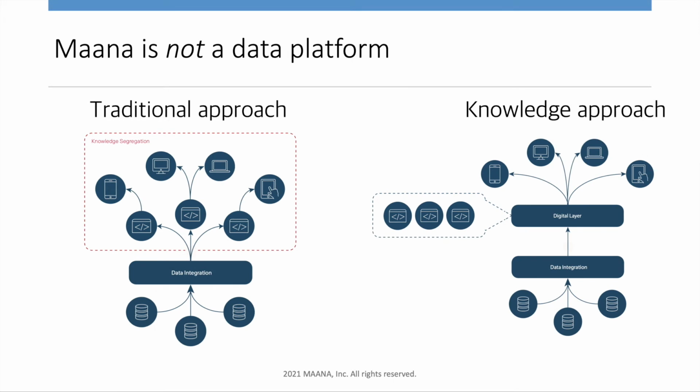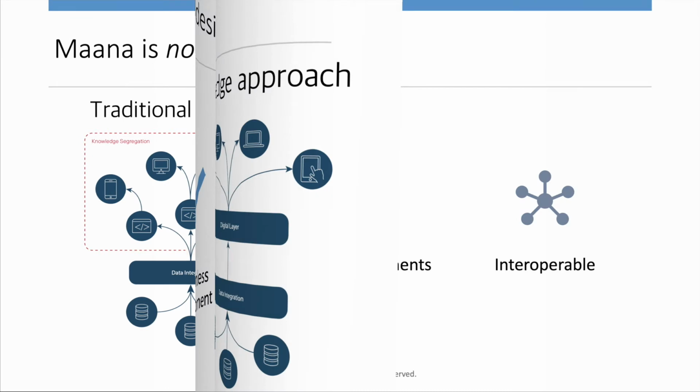So, to make it clear, Maana is not a data platform. The knowledge layer is wedged in between the data and consumption of insight, so you avoid knowledge segregation in multiple applications. Unlike other platforms, Maana doesn't require you to move all your data into a new system or a data lake. Instead, it can take advantage of where data already resides.